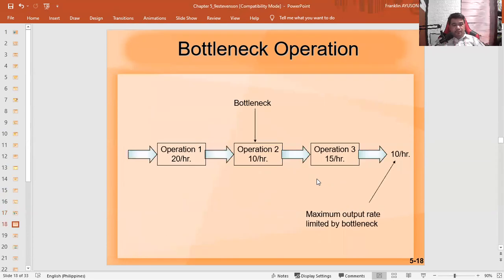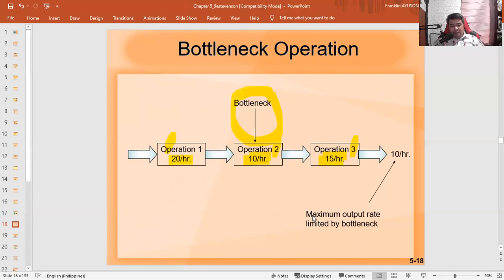Okay, so what about this? For example, we have a 3-process operation. So operation 1, operation 2, and operation 3, each with their required design capacity per hour. So for example, operation 1 will require 20 hours, while operation 2 will require 10 hours, then operation 3 will require 15 hours. So overall, we can now identify our bottleneck. So these bottlenecks are problems that require solutions in operations management.